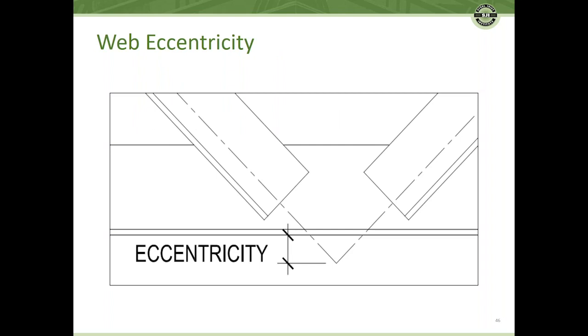Web members also need to be concentric, and so in this particular case, you can see that the eccentricity of the webs is more than it should be, because that reaction point or that intersection of the centroids of the angles really should be on the chord of the angle, so that everything works appropriately and that we don't have induced moments into those connections.